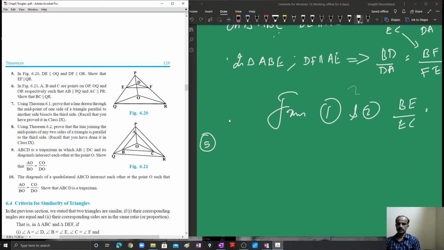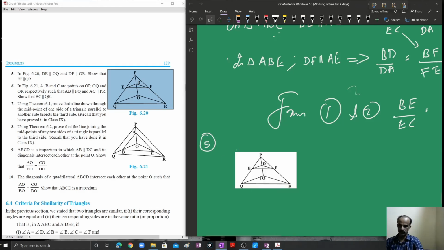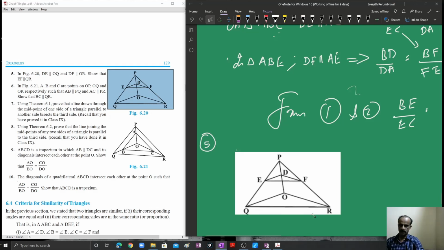Okay, next is question number 5. What does question number 5 say? In figure 6.20, we will copy the figure. In this figure, what is given? We'll write down the given things here.